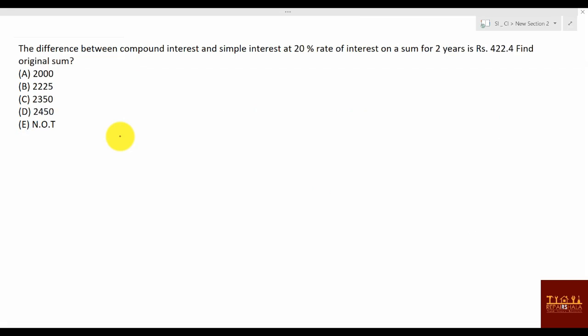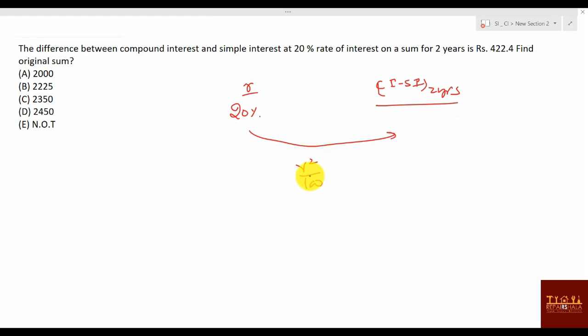This one. The difference between compound interest and simple interest at 20% rate of interest on a sum of 2 years is 422.4. Find the original sum. What you can say? Now 20% rate of interest is there, R value. So what will be CI minus SI for 2 years? Remember, right? It was R square divided by 100. This much percentage was there. So what you can write? 400 by 100, yes or no? That is 400 by 100. So this will become 4%.